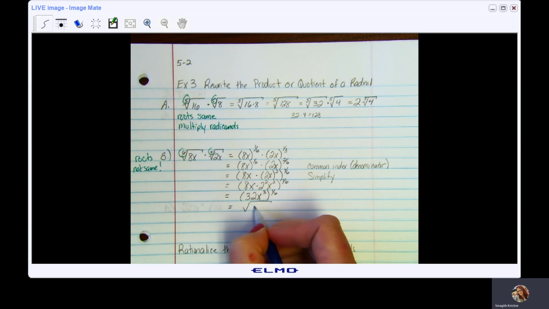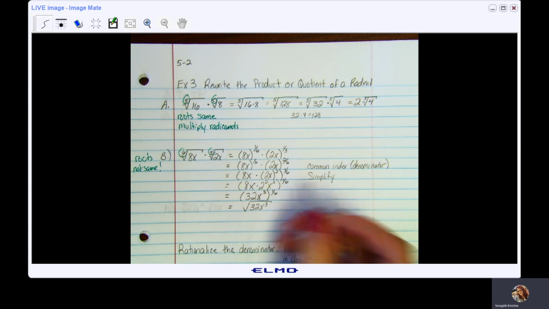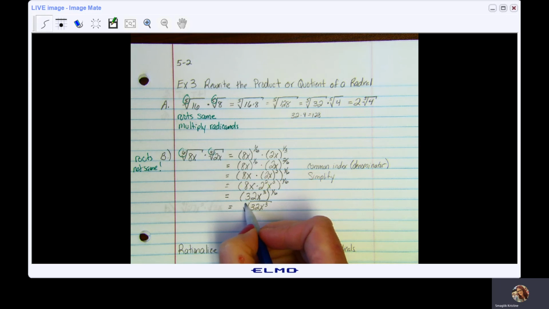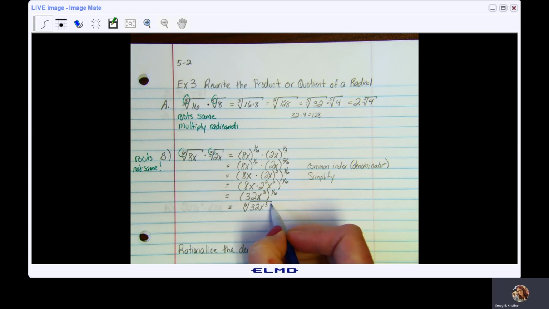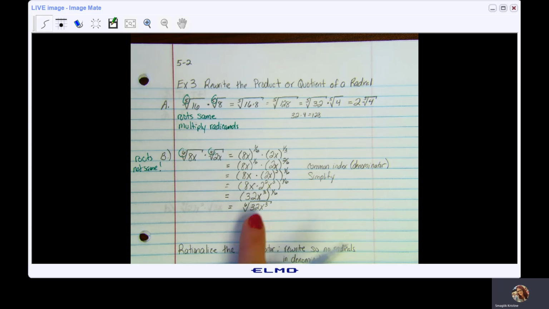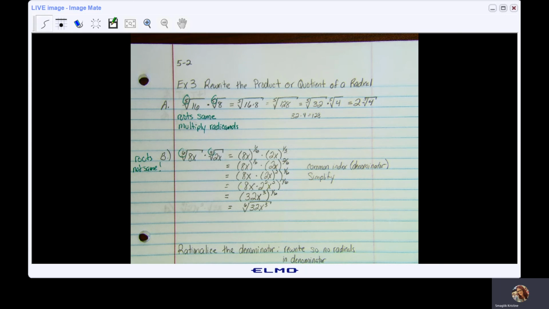So underneath the radical, I'm going to have what's in my parentheses, 32x to the 3rd. My index is 6, and my exponent is 1, and I don't need to show that. Here is our final answer, the 6th root of 32x to the 3rd.